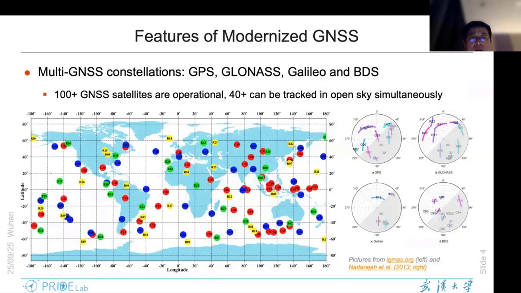So now we have four global constellations, and we normally call it multi-GNSS. This multi-GNSS means the aggregation of the four global constellations. So then we have about 100 plus GNSS satellites in space. They are operational, and 40 plus can be tracked simultaneously at a single epoch in the open sky. So 40 satellites at a single epoch means we have a lot of redundancy in the data processing, and that may make our positioning more reliable than GPS-only solutions. So we're going to make a comparison between the GPS-only solution and the multi-GNSS solution later using the software.